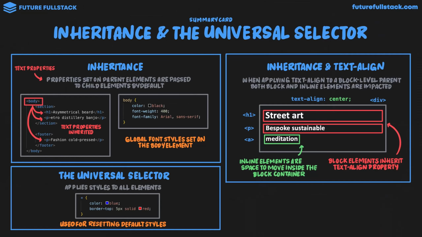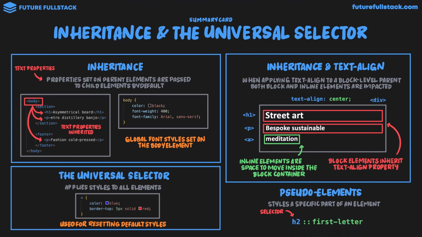So let's complete the summary card, inheritance, and the universal selector. We looked at pseudo-elements, which styles a specific part of an element. We had a selector, like an H2, which was then followed by 2 colons and the pseudo-element name, like first letter. This gave us a pseudo-element.